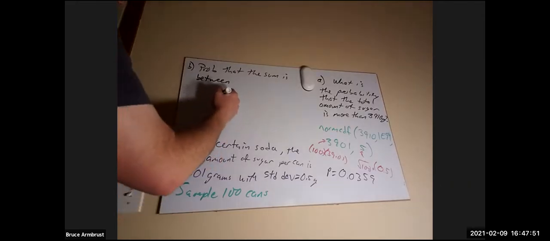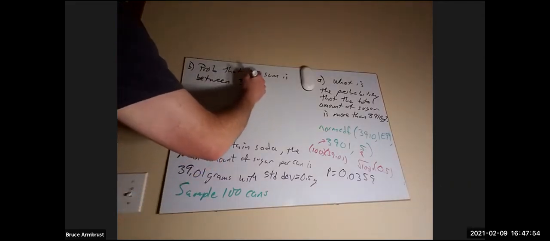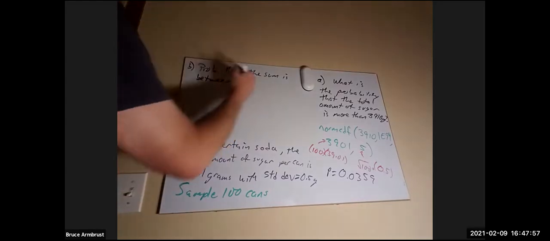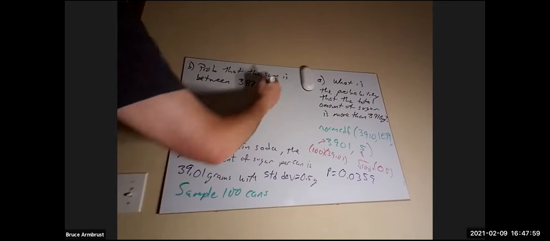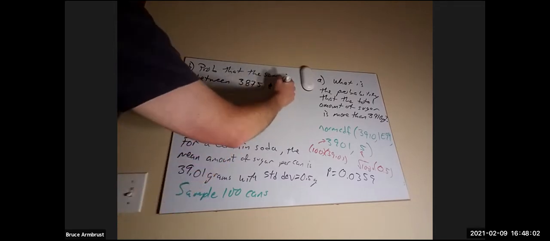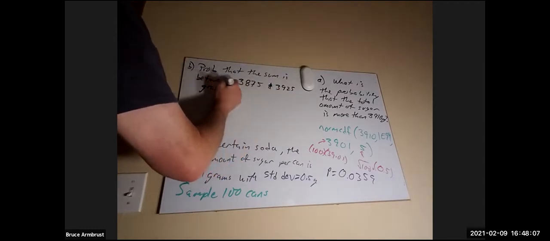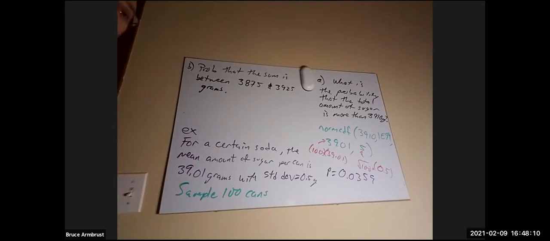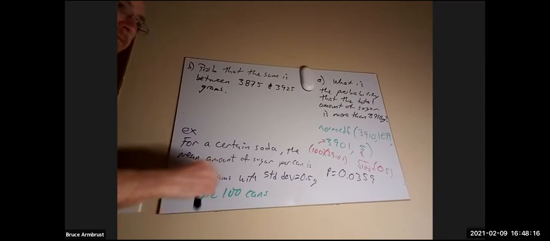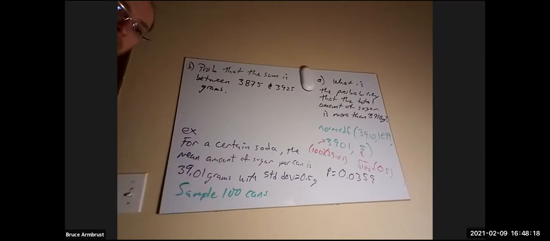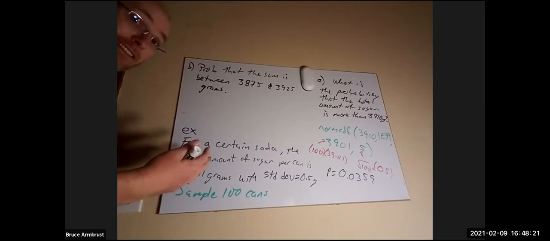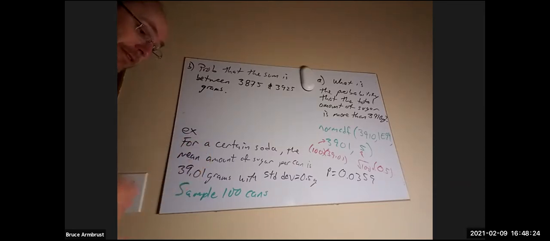Now let's go a little bit further. Let's go between 3,875 and 3,925. So roughly 25 grams on either side. Right? So 100 cans. What's the probability that with those 100 cans, we're going to be within 25 grams on each side?